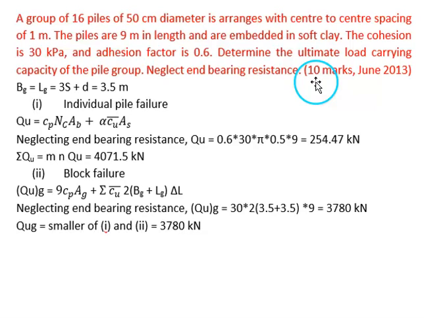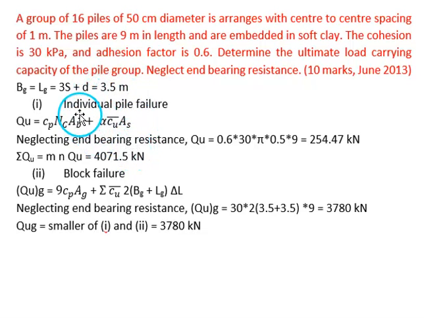Neglect end bearing resistance. So here there are 16 piles and the diameter is 50 centimeter. It is arranged with a center to center spacing of 1 meter. So the width of the pile group is equal to the length of the pile group because it is square in section, which is equal to 3 times the spacing plus diameter. So it is coming as 3.5 meter.